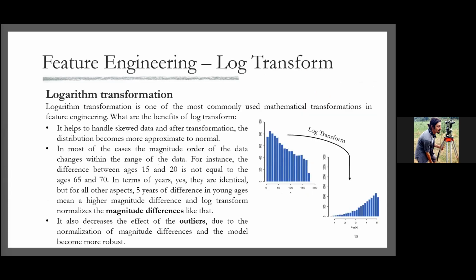Another most commonly used mathematical transformation is the logarithm transformation. It helps to handle skewed data, and after transformation, the distribution becomes more approximate to normal.